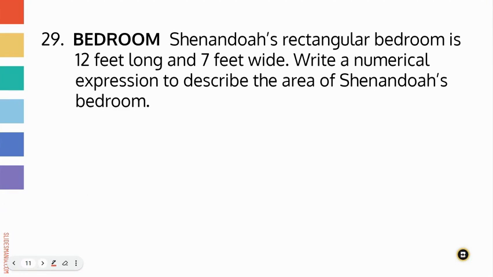Okay, here's our next problem. So we have Shenandoah's rectangular bedroom is 12 feet long and 7 feet wide. Write a numerical expression to describe the area of Shenandoah's bedroom. Now, I always like to draw a picture if I can. So I'm going to draw a rectangle because they tell us the bedroom is a rectangle. And it's 12 feet long. So length is 12 feet. And the width is 7 feet.